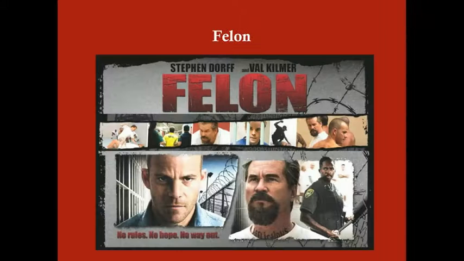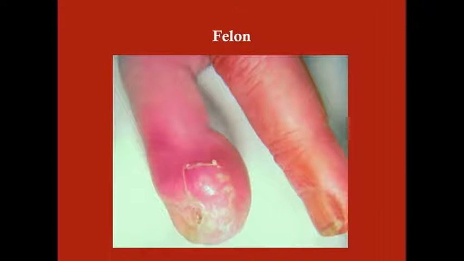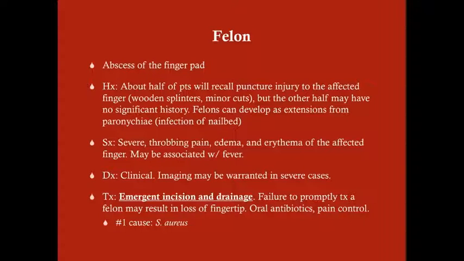So the felon. Not that felon. That felon. So a felon is an abscess in the pad of the finger. And about half of patients who have felons will recall some kind of puncture injury to the affected finger, like wooden splinters or minor cuts. Some of them may be gardeners or working outside with wood, but the other half may not have any significant history. So you can't go by history alone.